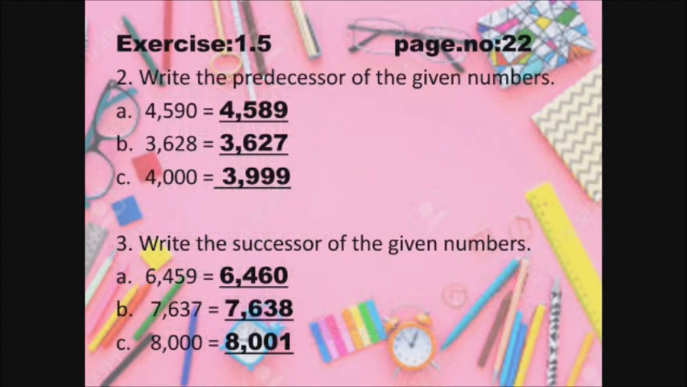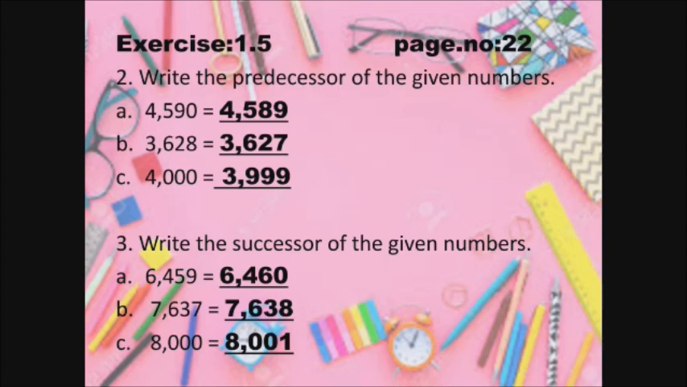So, as we move on to exercise 1.5 in page number 22, second sum. Write the predecessor of the given numbers. So, already I have said you, predecessor means before number. So, here they have given some numbers. We have to write the predecessor for the given numbers.